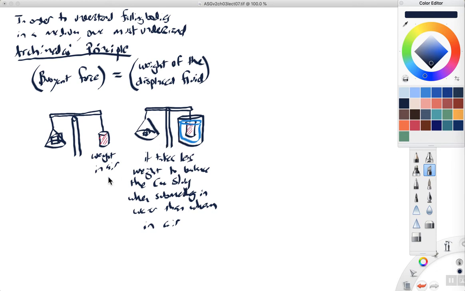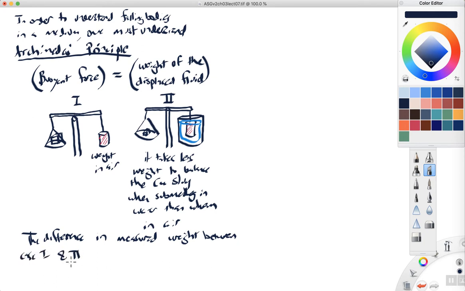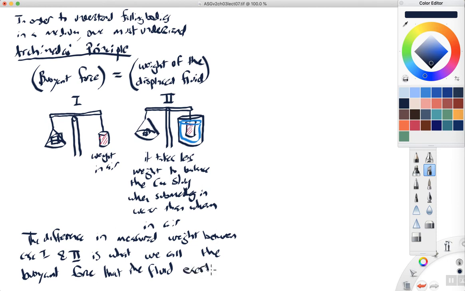So the difference in measured weights, that is, how much it takes to balance here compared to how much it takes to balance here. Maybe we'll call them situation 1 and situation 2. So the difference in measured weight between case 1 and case 2 is what we call the buoyant force, the buoyant force that the fluid, the water in this case, but it could be a different fluid, of course, exerts upward on the submerged object.